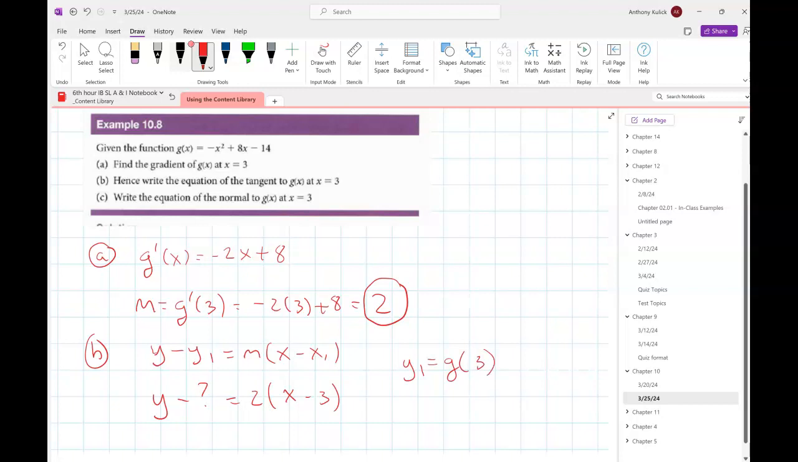I'm just going to plug 3 into the original equation, right? That'll give me the y coordinate on the function. Everybody agree? This tends to be the trickiest piece for students, going back and forth between the original function, the derivative, and knowing which one you need to use. It's very easy to get turned around at where you're at. So if I do that, that's negative 9 plus 24 minus 14, so that's 1.